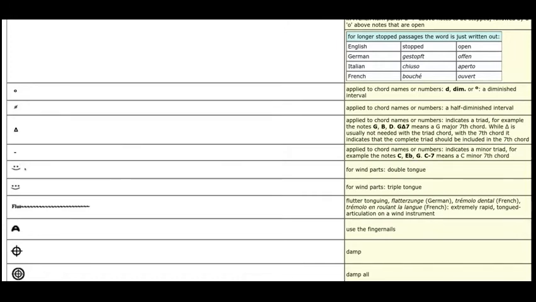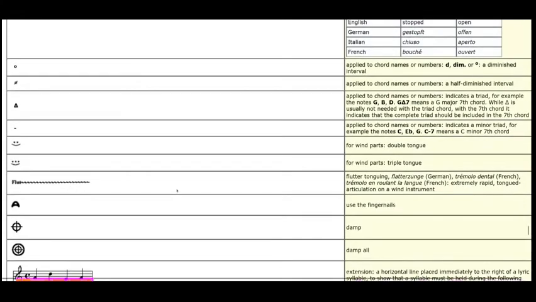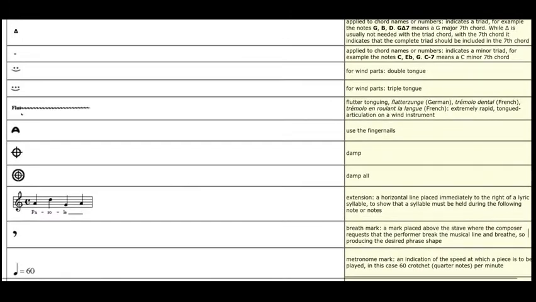This is a weird one. This little smiley face here, that's indicating you are supposed to double tongue that. Not something I've ever seen. Generally speaking, as a wind player, and especially a brass player, we do double tongue quite a bit, but you just decide when it's best to double tongue. Apparently this smiley face with an extra eye here is telling you to triple tongue. Never seen that. This is telling you to flutter tongue.